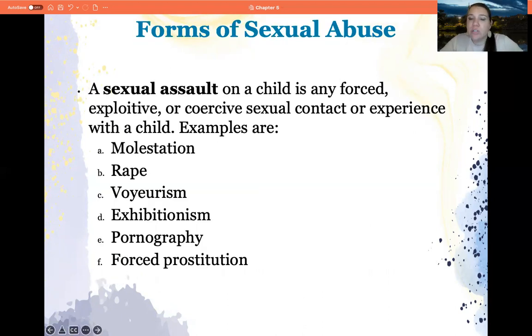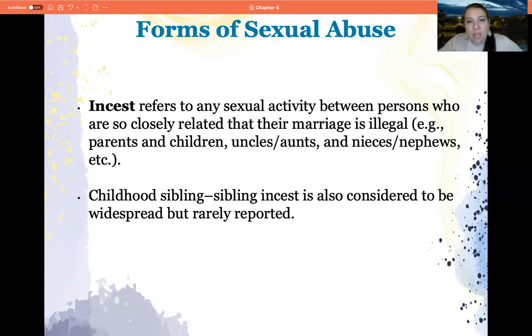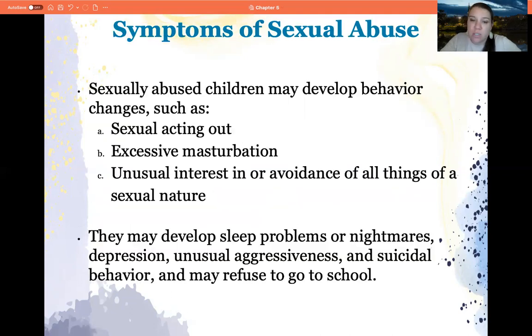With sexual assault of children, we're talking about molestation, rape, voyeurism, exhibitionism, pornography, forced prostitution, and incest as well. Incest refers to any sexual activity between persons who are so closely related that their marriage is illegal. So aunts and uncles, cousins, nieces and nephews, parents and children, things like that. Childhood sibling incest is also considered to be widespread, but it tends to be reported less often.